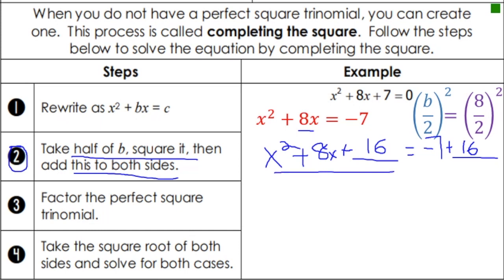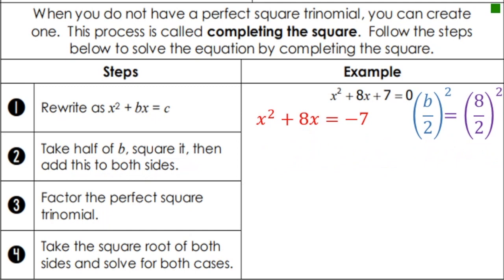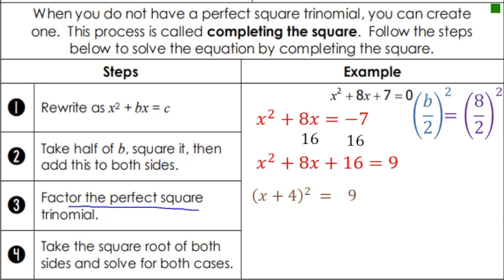Now we have a perfect square trinomial, and we need to add these two together. So adding 16 to both sides, we come out with x squared plus 8x plus 16 equals 9. Now the rest of this is just like part 1. Factor the perfect square trinomial. There we go. We factored this trinomial. We got x plus 4 squared equals 9.